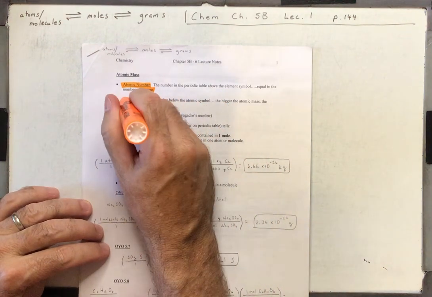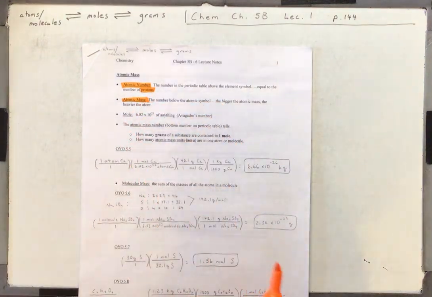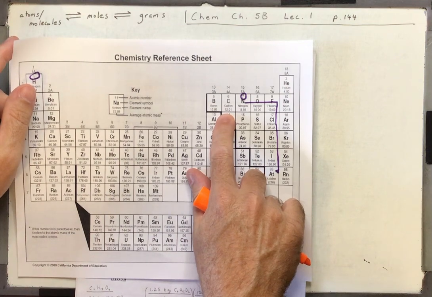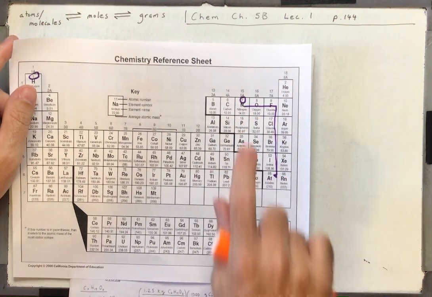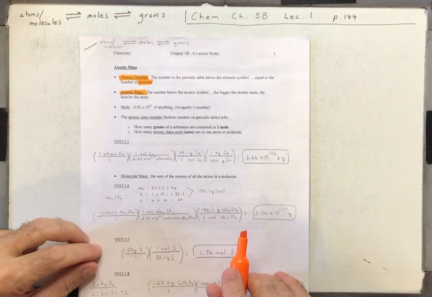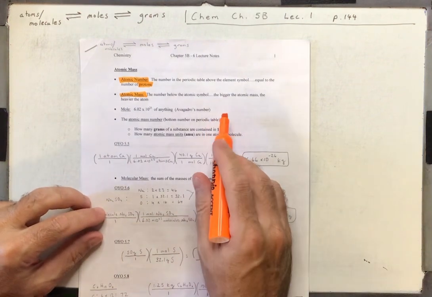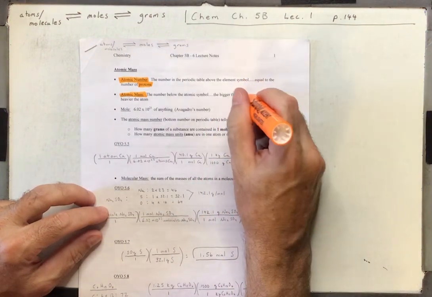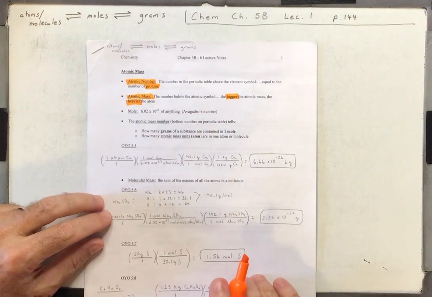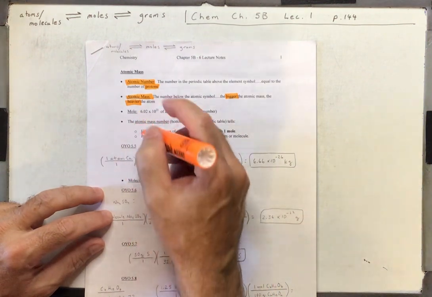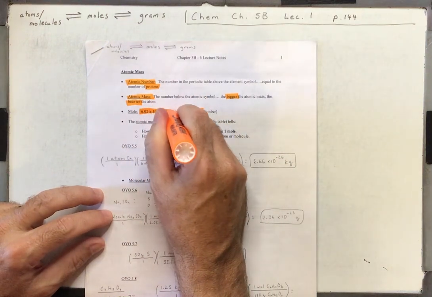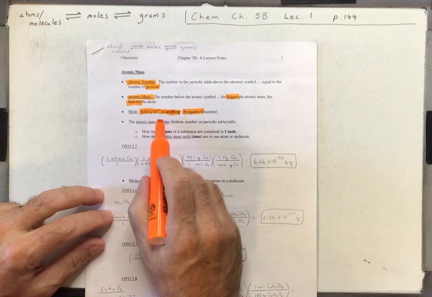The atomic mass is the number beneath the element symbol. On this periodic table, carbon is 12.01, oxygen 16.00. That tells you how many grams are in a mole of that element. So the bigger the atomic mass, the heavier the atom. We're going to talk about this in a minute, but you do need to memorize what a mole is. It's Avogadro's number, and it's 6.02 times 10 to the 23rd of anything.